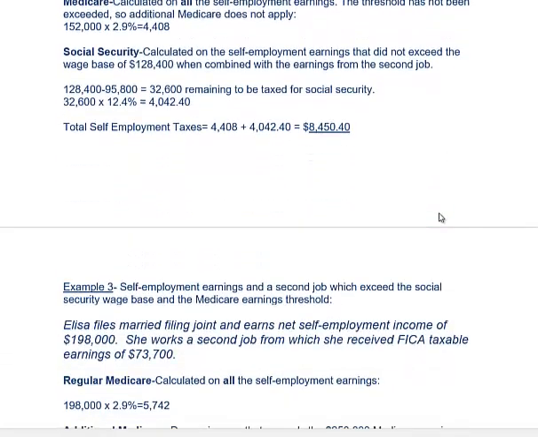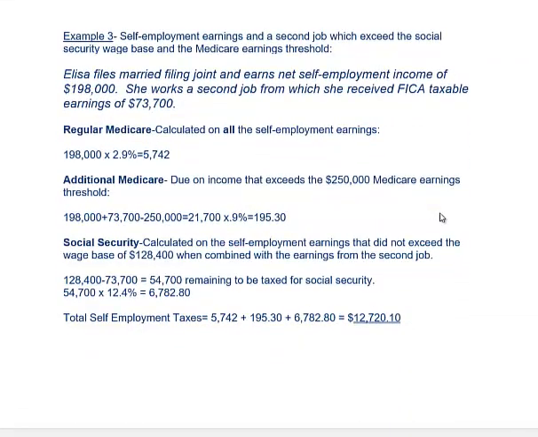So now we'll move on to our last example. In this example, we've got self-employment earnings and earnings from a second job, but this time the Medicare threshold is going to be exceeded, so there's going to be some additional Medicare tax due. All right, so Alyssa files married filing jointly and earns self-employment income of $198,000. She works a second job from which she receives FICA taxable earnings of $73,700.